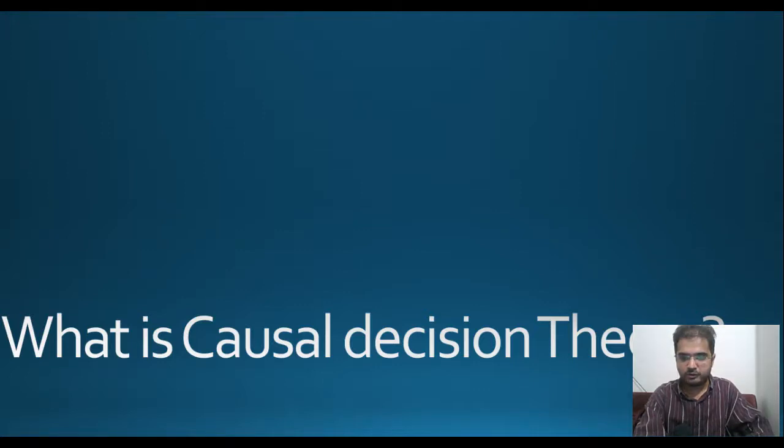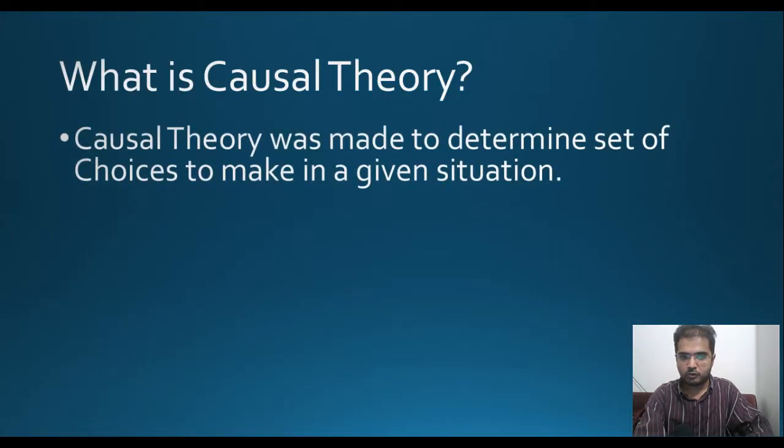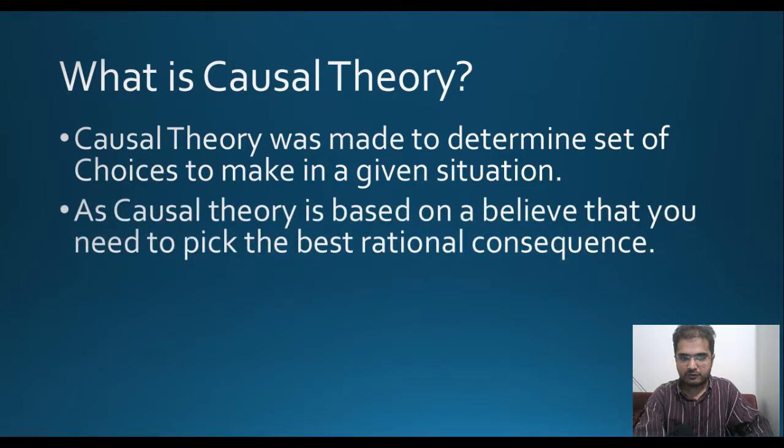What is causal decision theory? Now, causal theory was made to determine the choices to make in a given situation. So you only make choices as you see the situation. As causal theory is based on a belief that you need to pick the best rational consequence. Therefore, according to this theory, you are basically picking the best rational consequences. So you are not thinking about bad decisions, you're thinking about only the good decisions.